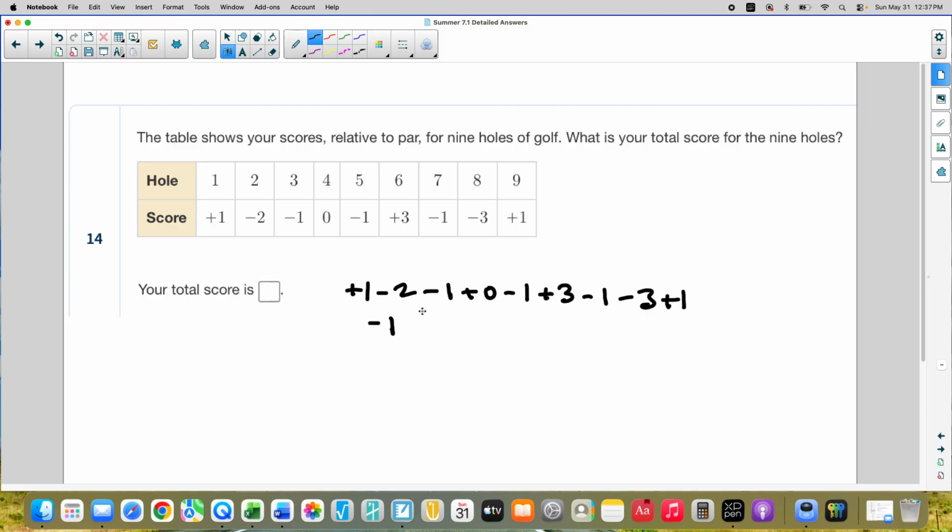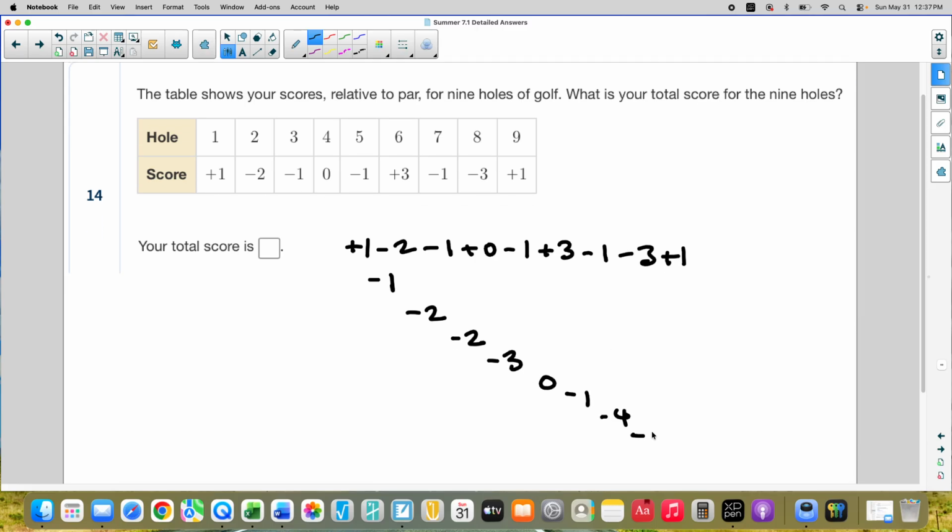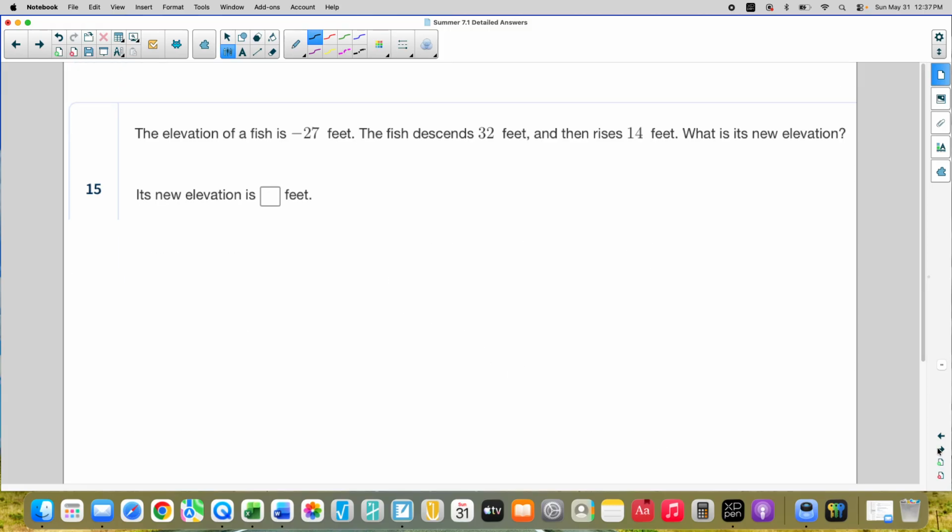This gives us negative 1. This gives us negative 2. That still keeps us at negative 2. That takes us to negative 3. This gives us 0. That's negative 1. That's negative 4. And plus 1 gives me negative 3. So my total for the day is 3 under, or minus 3, which is totally crazy. That is a crazy golfer.